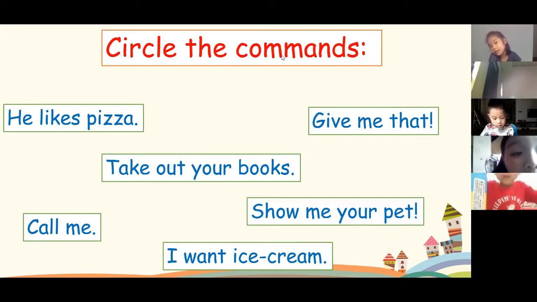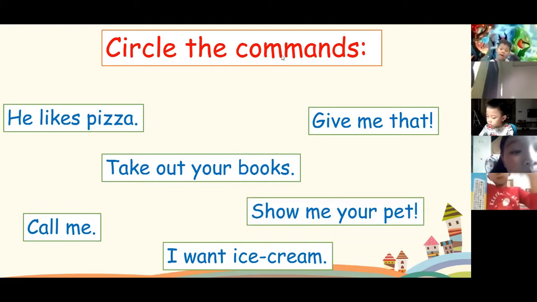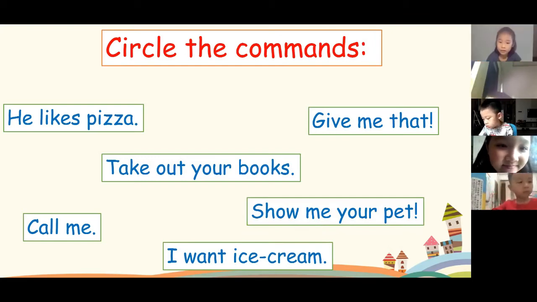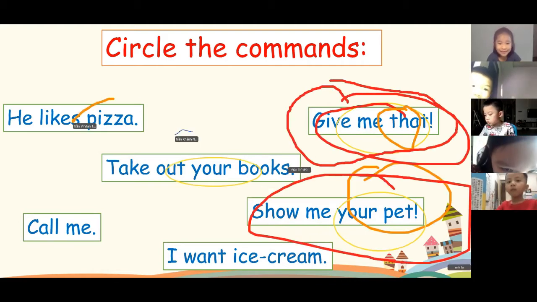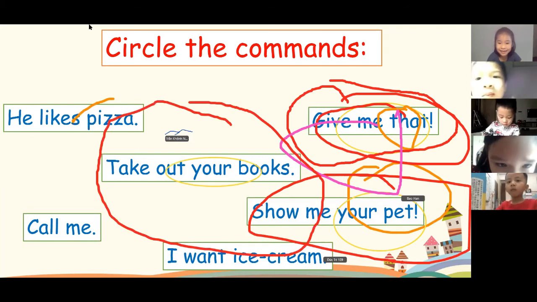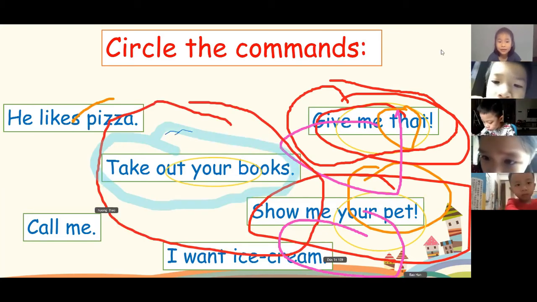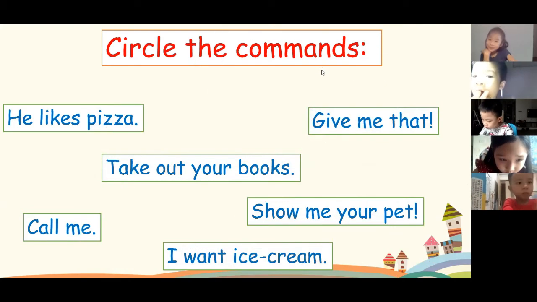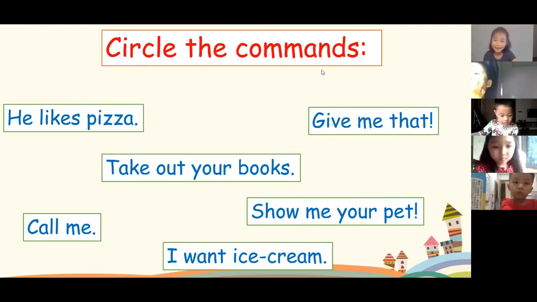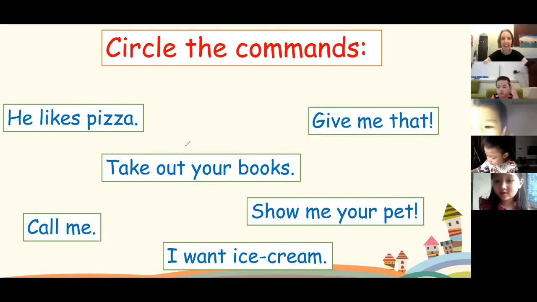Yeah? Okay, you can circle now. Are you ready? Everyone circle. Circle the commands. 3, 2, 1, go. Let's see who's going to be first. Who is that one? Bian, good. Who else? Baohan, well done. Dokchi, well done. Okay, that's enough, everyone. Who can tell me the answers? Put your hand up if you know.